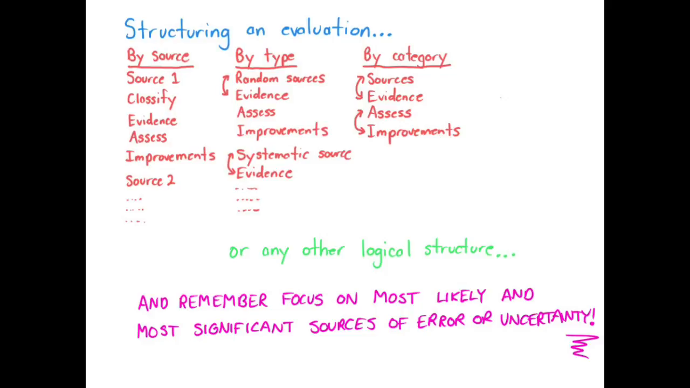And I just want to finish. I should have probably written this on the last slide, but I ran out of space. It's really important that you remember to focus on the most likely and most significant sources of error or uncertainty in your experiment. So, I don't really want to see a list of 25 possible sources of error, of which 24 are not likely to have any meaningful effect on your precision or accuracy, and therefore the validity of your results. So yeah, that's it for evaluating experimental data.